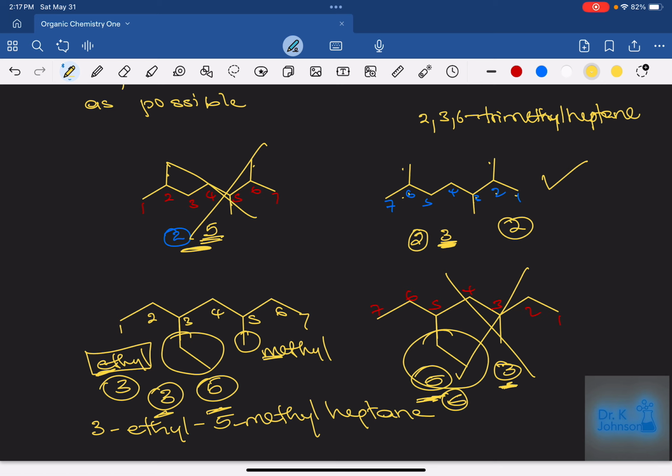And this is basically how you name a branched alkane with 2 or more substituents. I've given you the possible scenarios. Key to naming: practice, practice, practice.